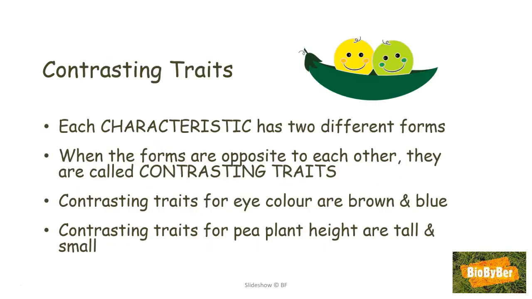What are contrasting traits? Well, each characteristic has 2 different forms. Here, for example, if we are talking about pea colour, there are 2 different forms. There are yellow peas and there are green peas. When the forms are opposite to each other, they're called contrasting traits. Contrasting traits for eye colour are brown and blue. Contrasting traits for pea plant height are tall and small, or as we've said, for pea colour, yellow and green.